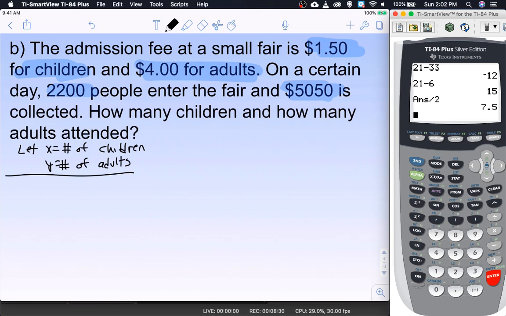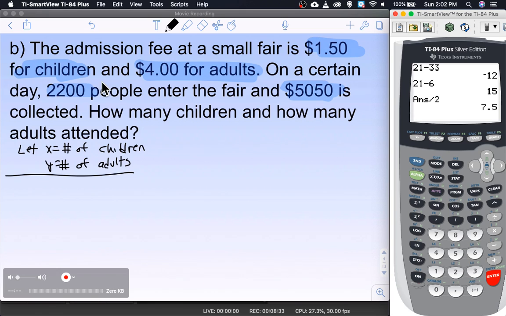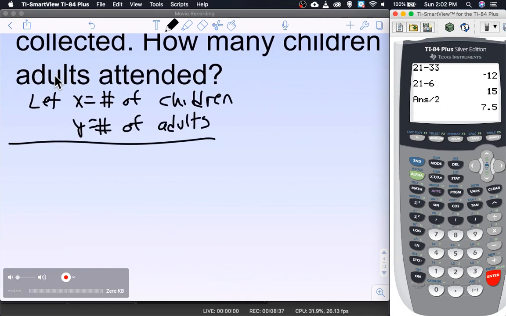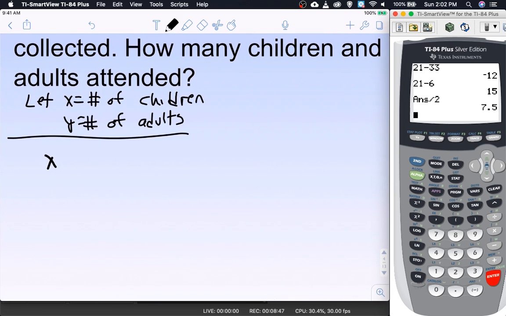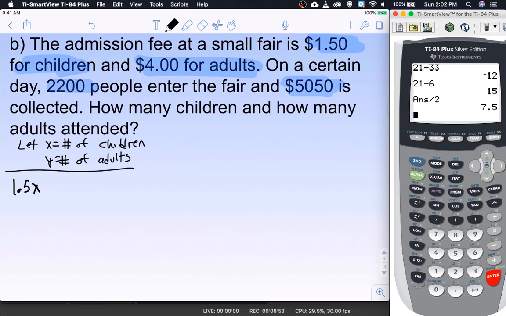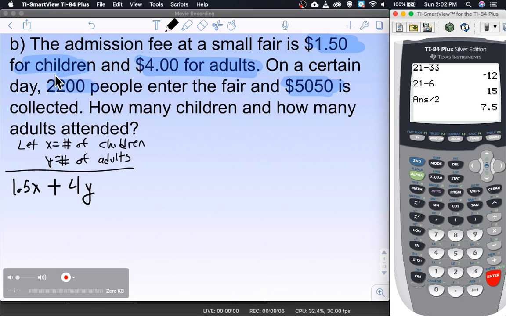And now we can set up our equations. So it says here, it's $1.50 for a child. So the number of children, however many children entered, times by, was it $1.50? Yeah. So $1.50 times by the children, plus $4 for each adult. Now, I don't necessarily have a whole equation here. I'm just kind of helping you see what they would look like. So it's $1.50 for each child plus $4 for each adult.